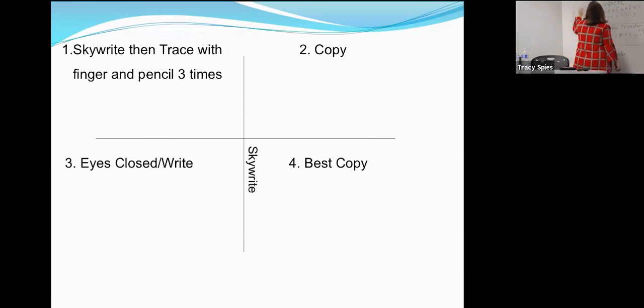Section two, I want you to write it. Ready, name? J. Down, hook, dot. Section three, I want you to close your eyes and write it from memory. Ready, name? J. Down, hook, dot. Very good. Now I want you to write it in the sky without saying the strokes. Now make your very best copy. The letter is J. Down, hook, dot.